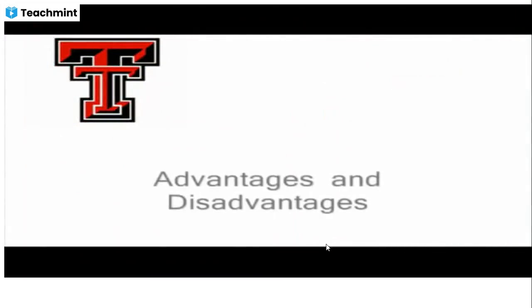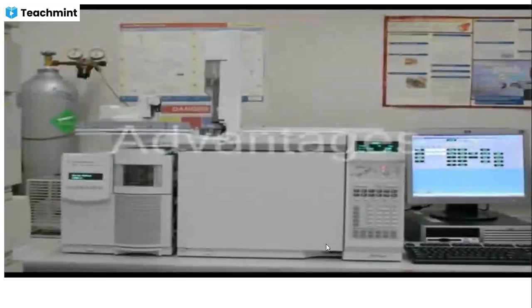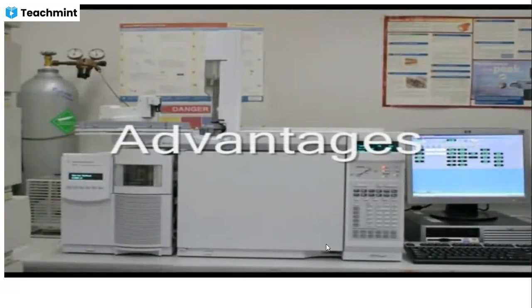Now, let's switch gears a little and talk about the advantages and disadvantages of using a flame ionization detector. There are many different advantages when using a flame ionization detector. First of all, flame ionization detectors are very sensitive to a wide range of components. Not only that, but it also works over a wide range of concentrations.